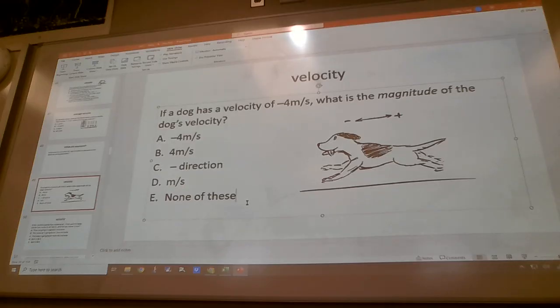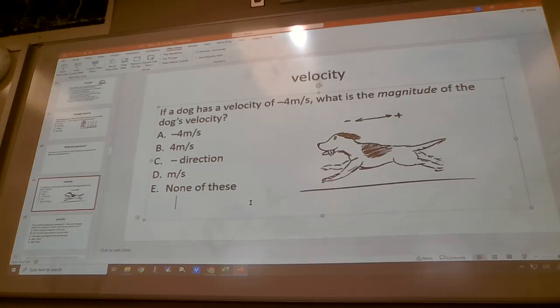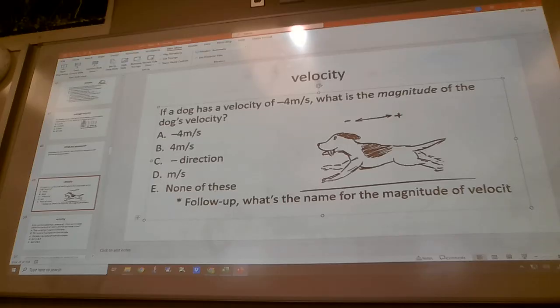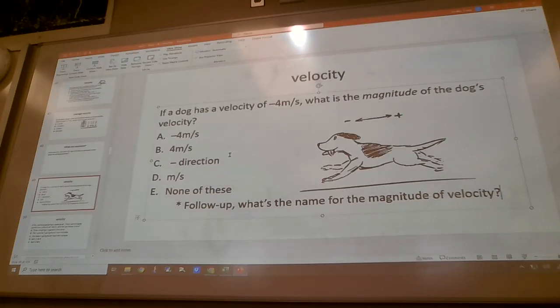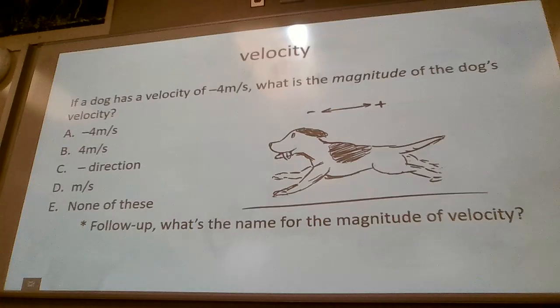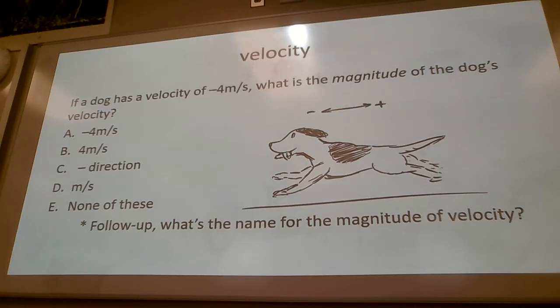Tell your neighbor. Okay, correct answer is B. Beautiful butterflies. Okay. What's another name for the magnitude of velocity? The speed. Good with that?